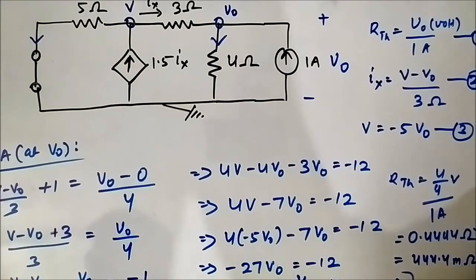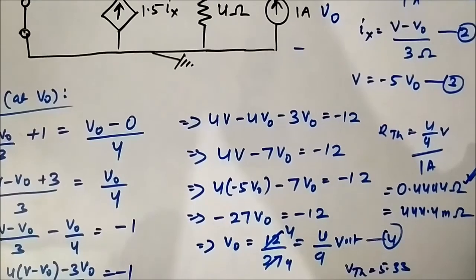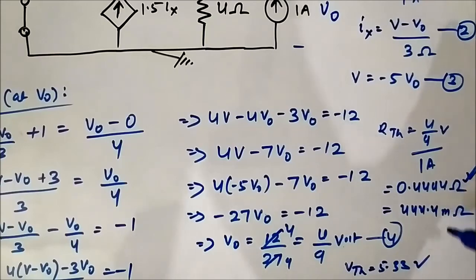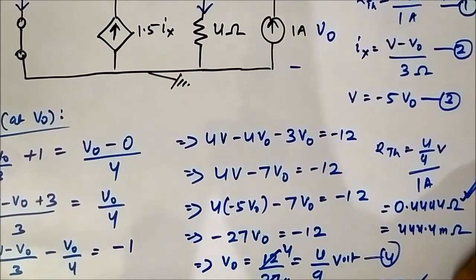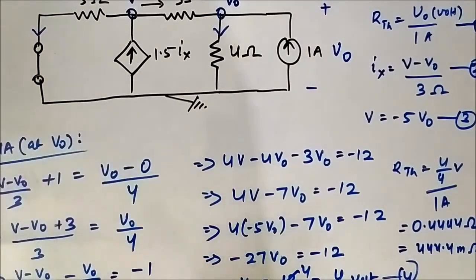So both VTH and RTH we have calculated. VTH we found was around 5.33 volt, and RTH is 0.444 something ohm. So this is the second question related to Thevenin theorem involving dependent sources.